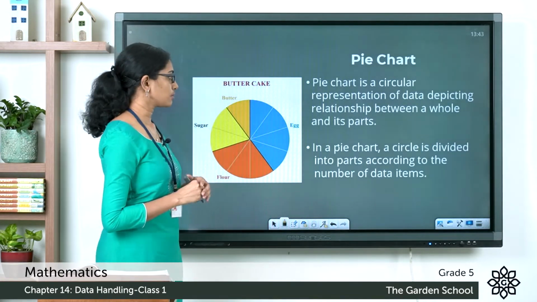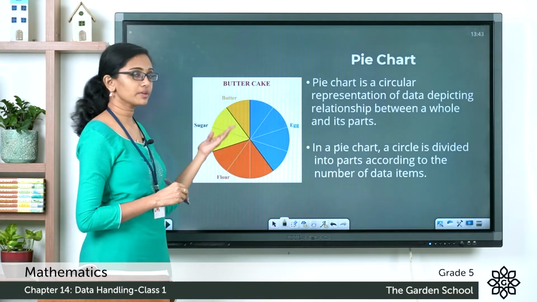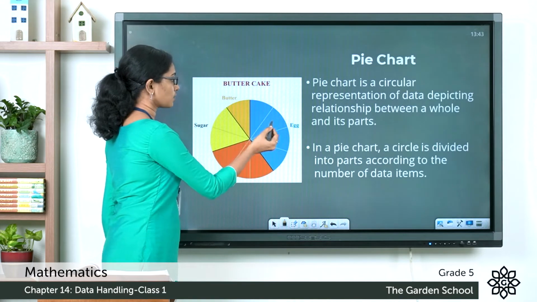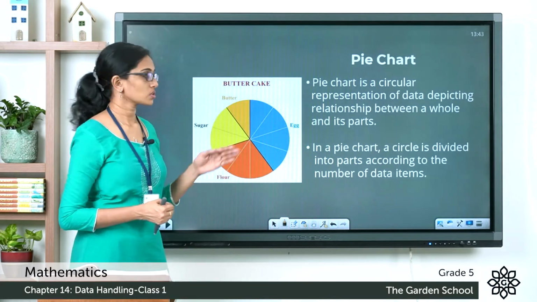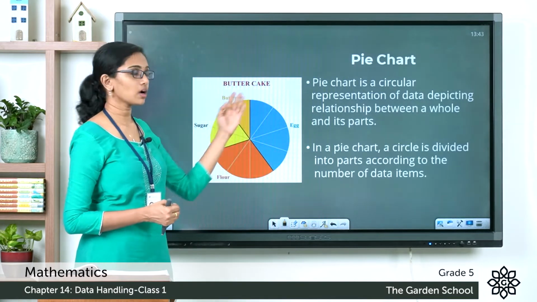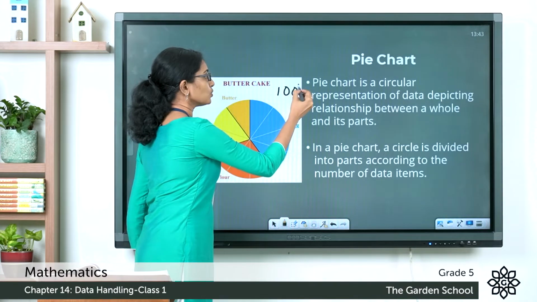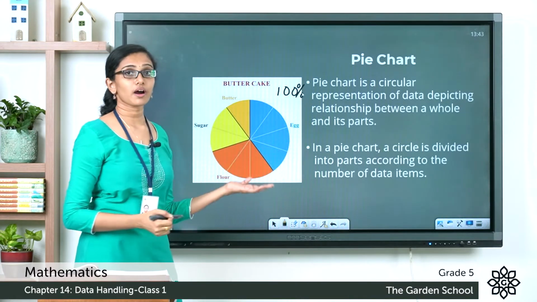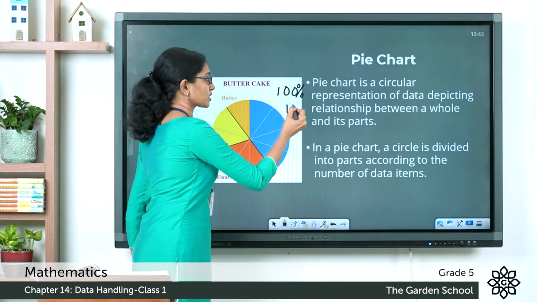See, in this example, you can see one whole circle is divided into how many parts? 1, 2, 3, 4, 5, 6, 7, 8, 9, 10. 10 equal parts. So this one full circle or one whole represents 100%. So if it is divided into 10 equal parts, each part will represent how much? Each part will represent 10%.